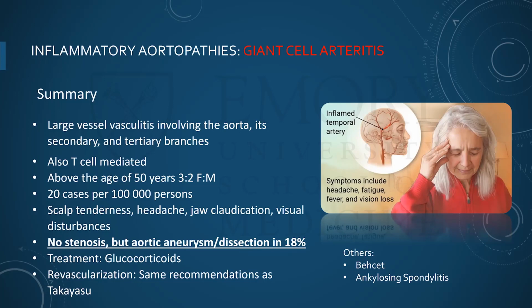It's a large vessel vasculitis that usually leads to stenosis of the secondary and tertiary branches of the aorta, but very rarely can also affect the aorta itself. And actually, aortic aneurysm and dissection are reported in about as many as 18%. So not as many as Takayasu's arteritis, but it can affect the aorta. The recommendations for revascularization are about the same as Takayasu's. And then lastly, a few others that I read about briefly, Behçet syndrome and ankylosing spondylitis can also affect the ascending aorta, but even less common.